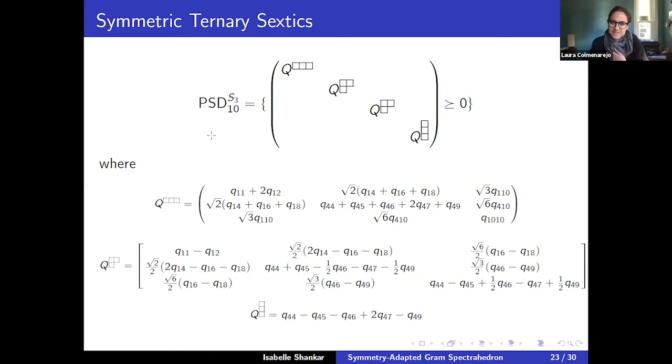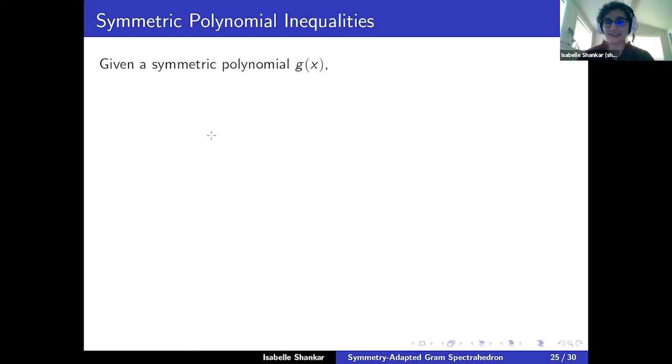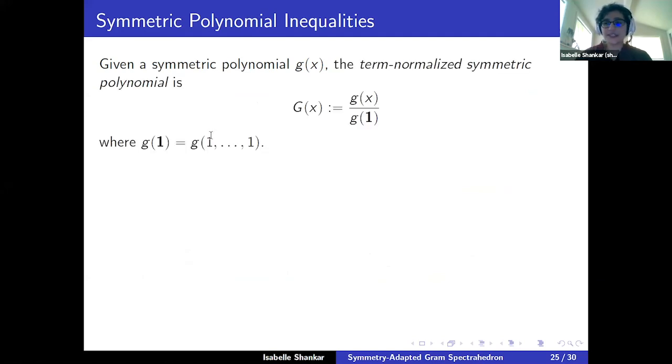Cool. Well, I'll continue with symmetric polynomial inequalities. Let me start with some definitions. Given a symmetric polynomial G, I'm going to evaluate it on the all-ones vector and then divide by that number. I call that new polynomial the term normalized symmetric polynomial of G, and I denote it by capital G.